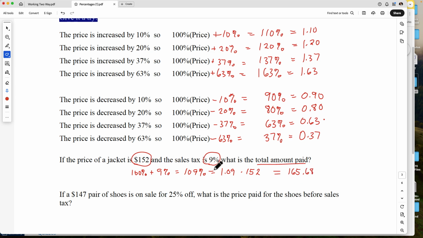Now again, we still could have used the proportions. I'm just going to show you this, 9%. But if we do this, we would probably want to say, since they want the total amount, I want 109 up here. The jacket is just part of the price. The total price includes the sales tax, so the part is 152. This is what I want to get, the total price. I could cross multiply and then divide. And I should get the same thing. I hope.